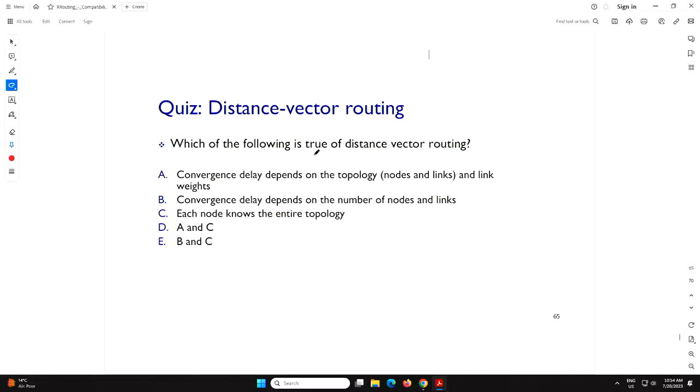Okay, which of the following is true? Right? Always read carefully, we are asking for not true or true, right? Of distance vector routing. Convergence delay depends on the topology. Convergence delay depends on the number of nodes and links. Each node knows the entire topology. Is this correct? Each node knows the entire topology.